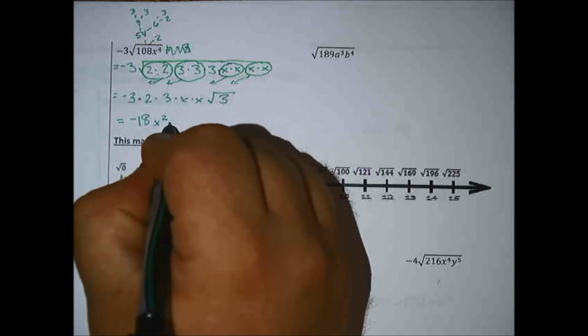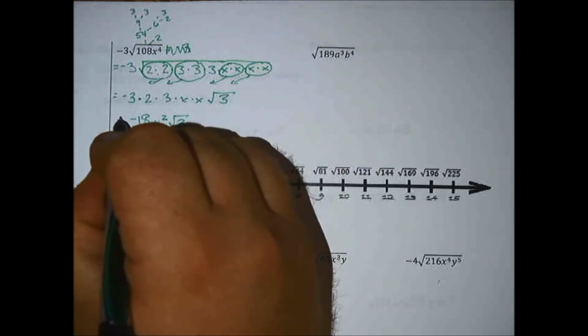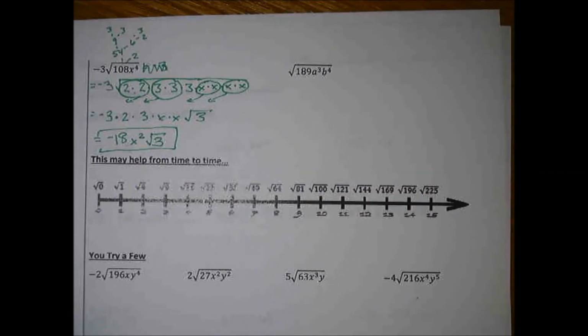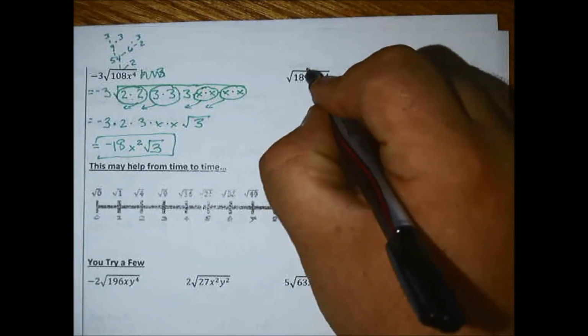And that'll be an x squared with a square root of 3 left over. So a little bit tougher problem C, but it's still doable. All right. Let's look at the next one, and then we'll try to help you out, and then you guys can try a few. So let's look at 189.